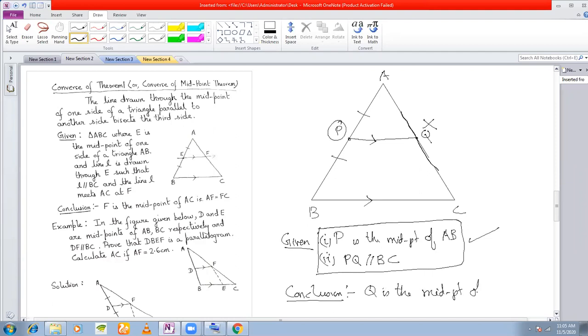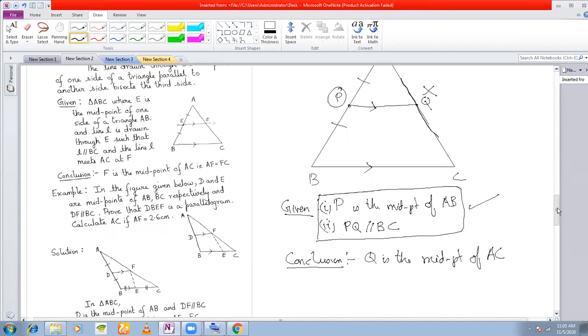Is it absolutely clear? The difference between midpoint theorem and the converse of midpoint theorem? In midpoint theorem, both P and Q are given to be the midpoints, and you are concluding that the two sides are parallel and the length is half of the other, right? But here it's a little different. Only P is given to be the midpoint, and additionally it is given that PQ is parallel to BC. Then only you can conclude that Q is the midpoint of AC. So that is the difference between the midpoint theorem and its converse.